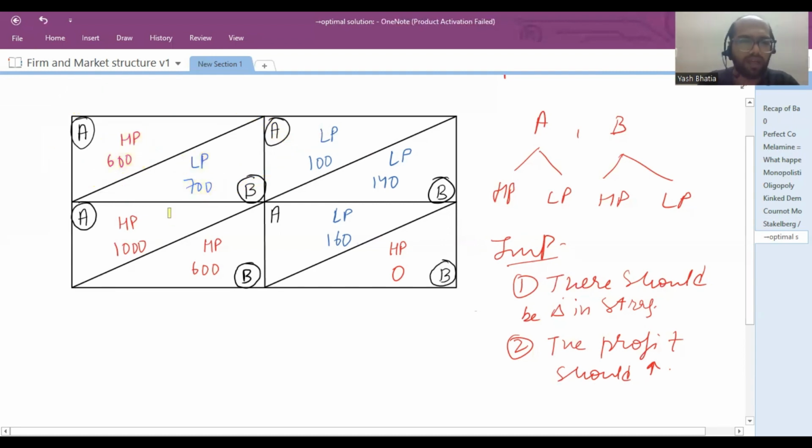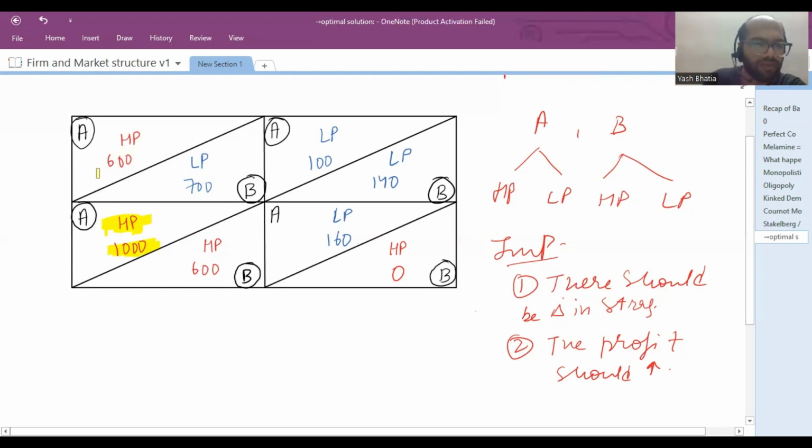We started from the fourth quadrant and reached the first quadrant. Now let us see what happens if we start from another quadrant. Let's start with the second quadrant, where A has strategy high price and is earning 1000, and B has strategy high price and is earning 600. So A is with strategy high price and earning 1000. This is good for A.